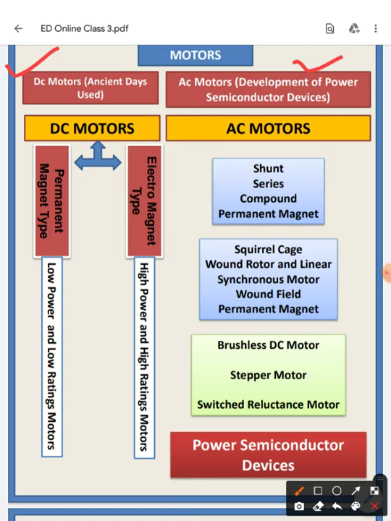So DC motors were generally used in drive systems in very ancient days, when AC motors were not developed properly, or when the power semiconductor devices were not developed. During that time, DC motors were generally used in the drive system. In traction drives, that is your train, tram, generally DC motors are used. Even in Calcutta you can see in the tram, you will find this DC motor connected to the tram. Nowadays also they are using DC motors.